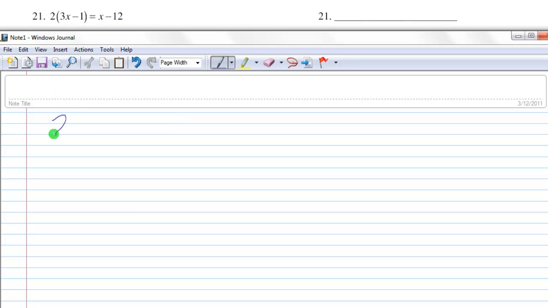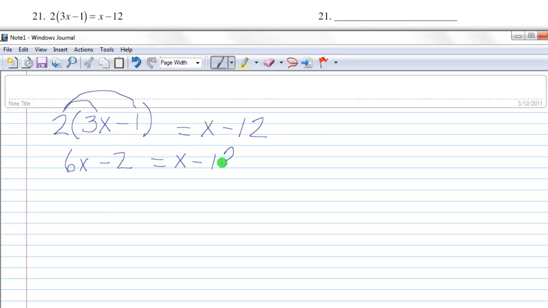In number 21, again, we're going to solve for x. This time we have the 2 in front of this parenthesis, so you know we're going to use distributive property, and we're going to distribute that 2, which gives us 6x minus 2, and that equals x minus 12. Let's get those variables together on the same side of the equal sign. So we're going to subtract x, and 6x minus x is a 5x. These x's are gone, and I have a negative 12 on the right.